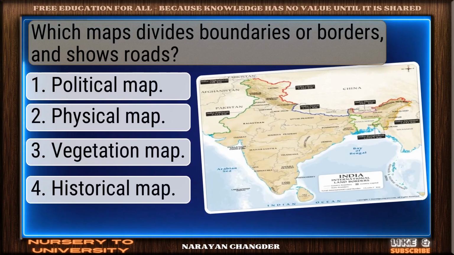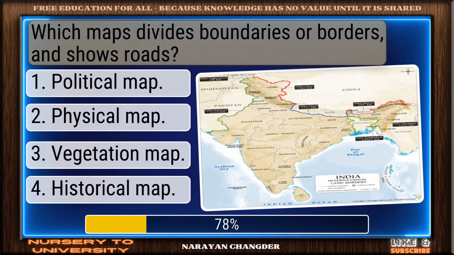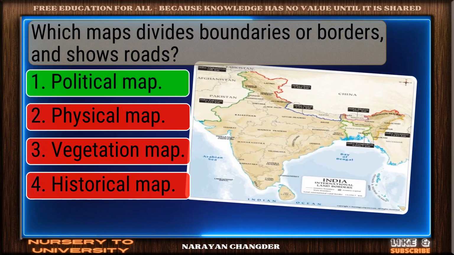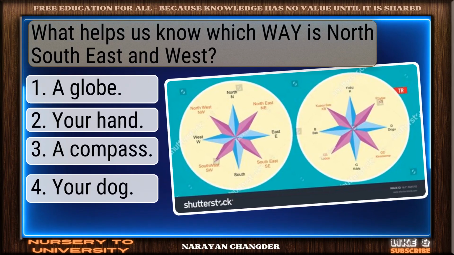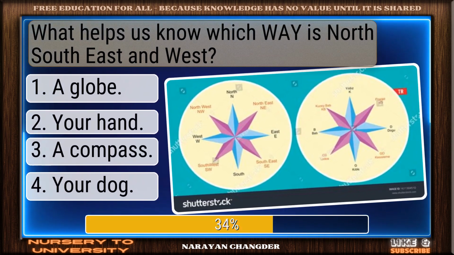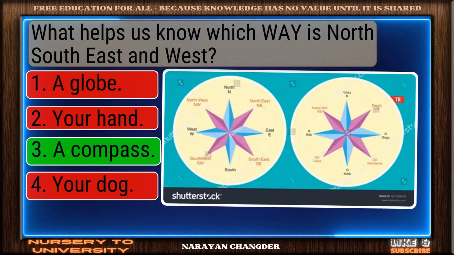Which maps divides boundaries or borders and shows roads? Great job. Political map is the accurate answer. What helps us know which way is north, south, east, and west? You chose a compass, and it is correct.